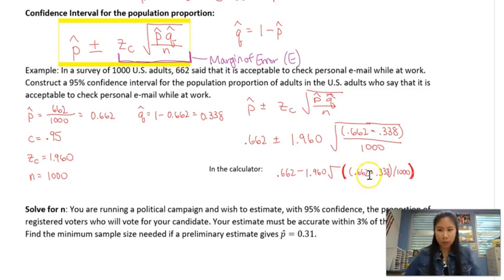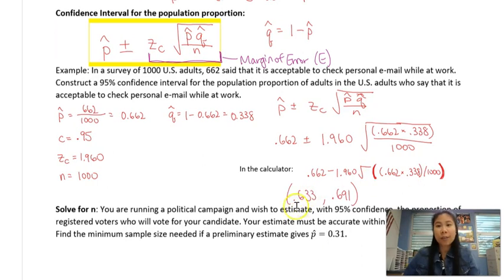That should give you the correct number of 0.633. Then you do the same thing, but this time you plus, and you get the 0.691 as the other number in your range for your confidence interval. So basically what we're saying for this problem is we think that for the entire population of all U.S. adults, around 63.3% to 69.1% are the actual percentage of people who say that it's acceptable to check personal email while at work.